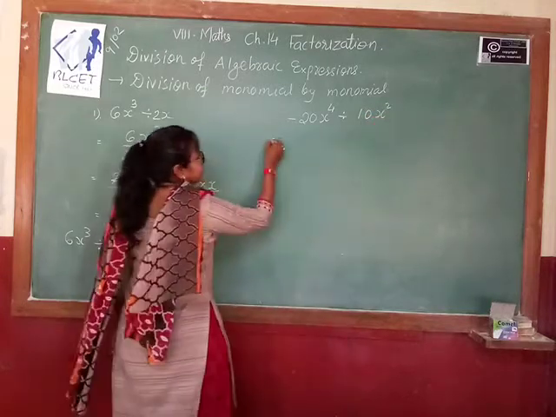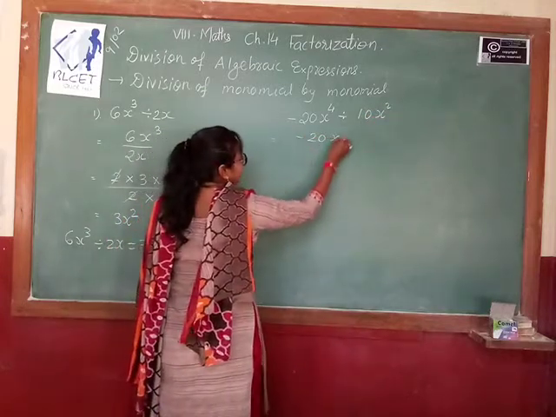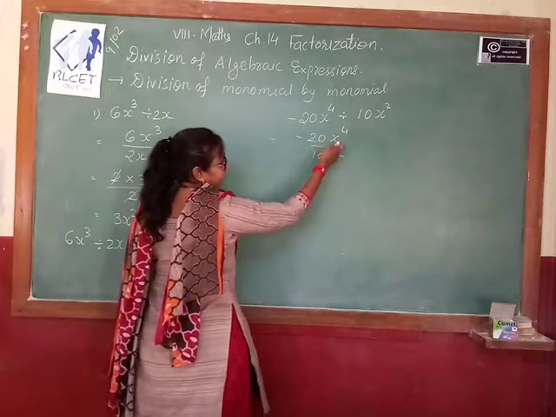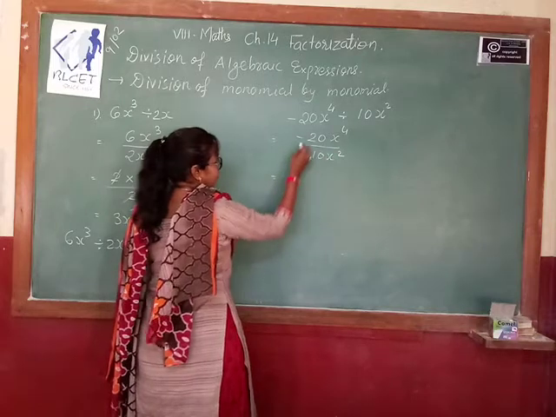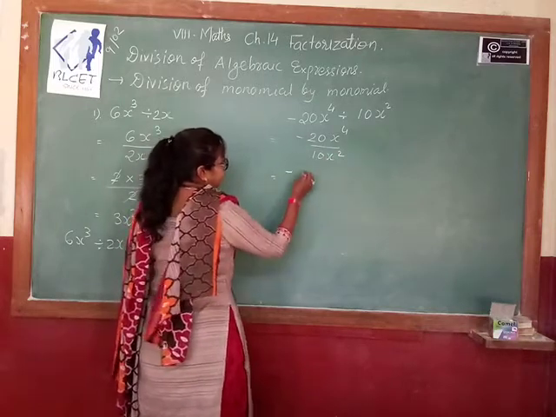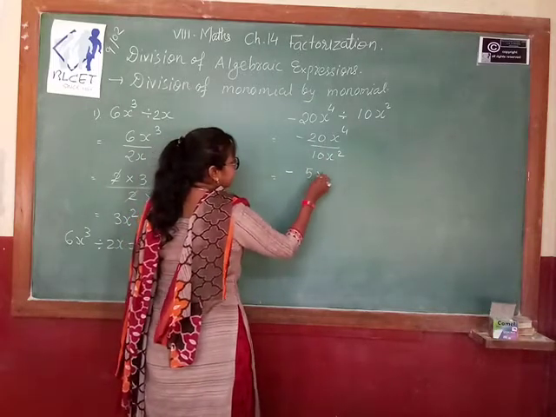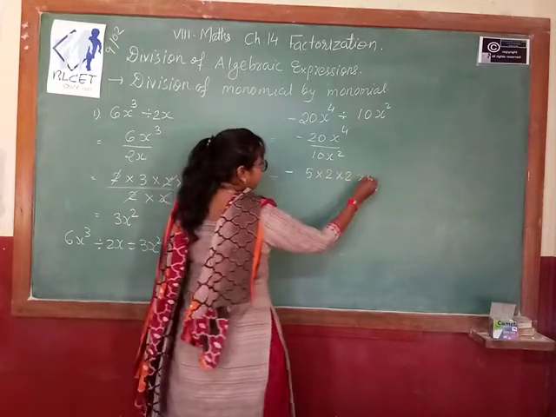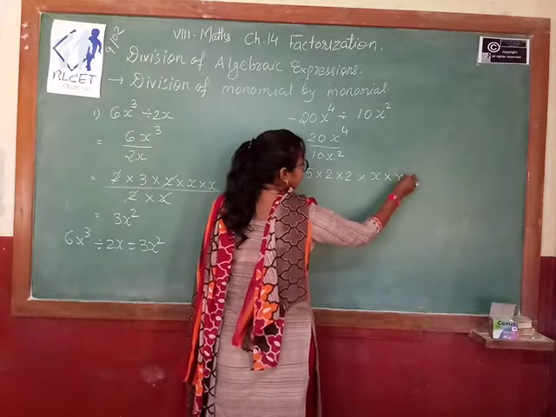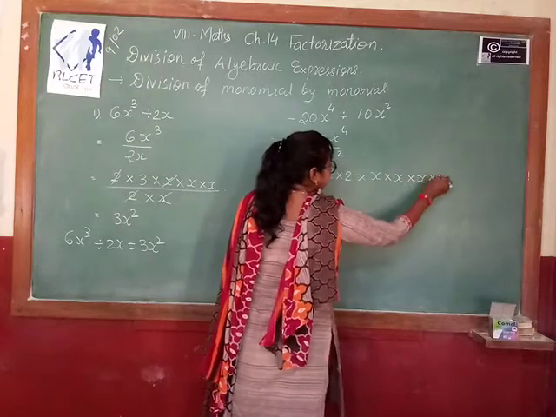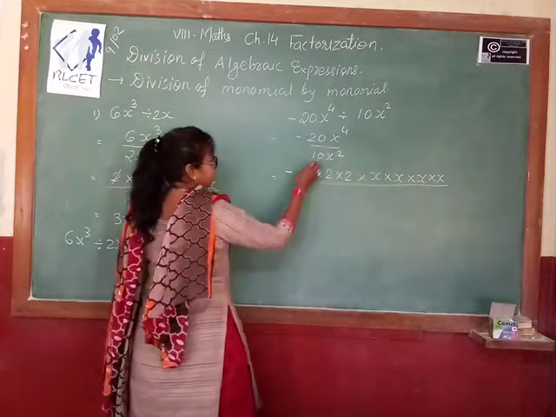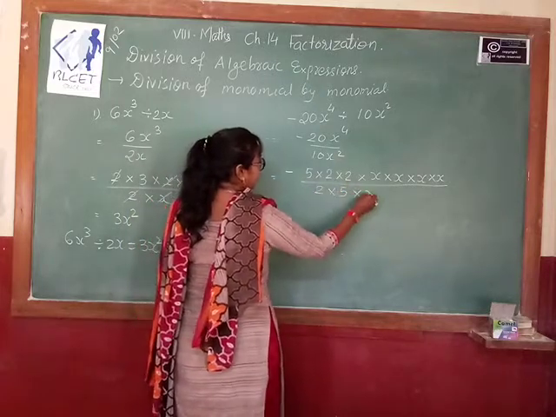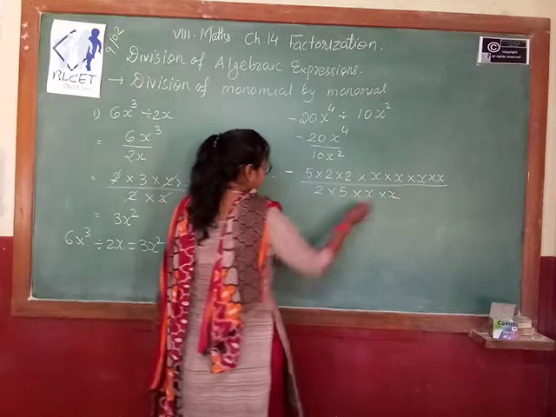So what we do first: minus 20x power 4 divided by 10x square. Find the factors of 20x⁴ and 10x². So minus as it is, 20 means 5 into 2 into 2, into x⁴, which means x repeated 4 times, whole divided by 10, which means 2 into 5 into x into x.